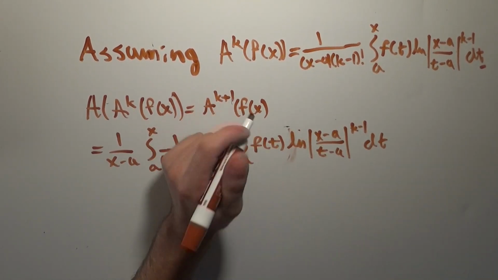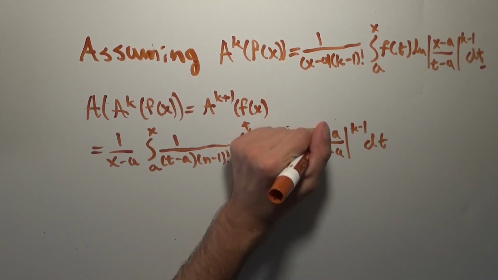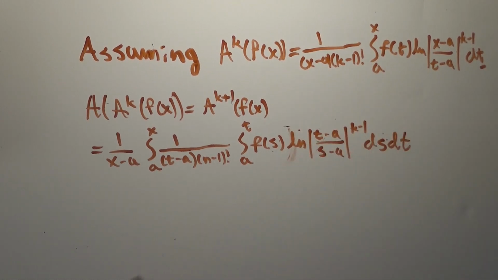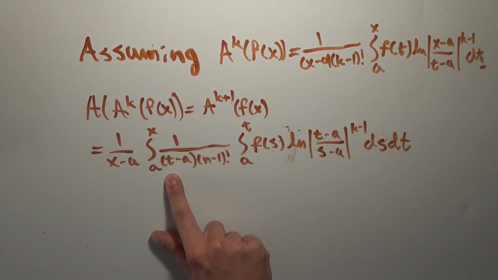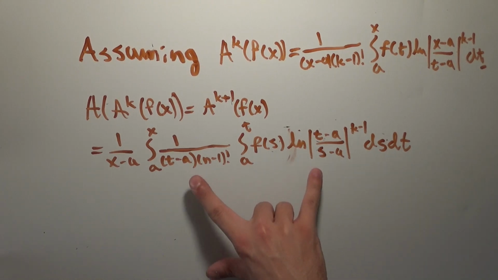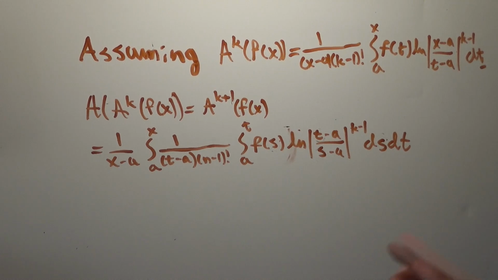Sorry, this should have been a t, and this should have been an s, because we're going one level deeper, right? So all of the things have sort of changed places. What was once x on the outside is now t under an integral, and we have a new x variable on the outside. And remember, this was our assumption that this is precisely equal to the kth average of f of x. That's the induction hypothesis.